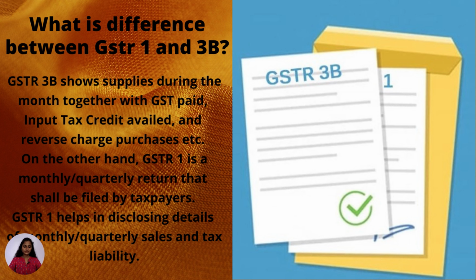What is the difference between GSTR-1 and 3B? GSTR-3B shows supplies during the month together with GST paid, input tax credit availed, and reverse charge purchases, etc. On the other hand, GSTR-1 is a monthly or quarterly return that shall be filed by the taxpayers. GSTR-1 helps in disclosing details of monthly or quarterly sales and tax liability. In GSTR-3B, there will be sales details and GST paid, input tax credit and reverse charge mechanism.